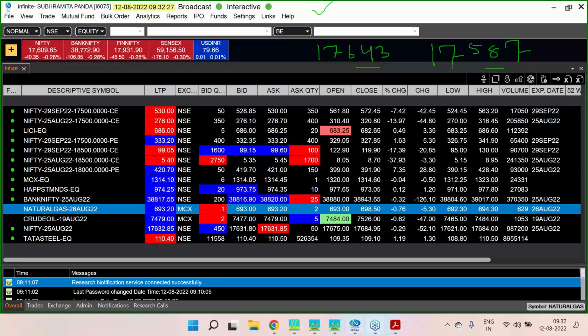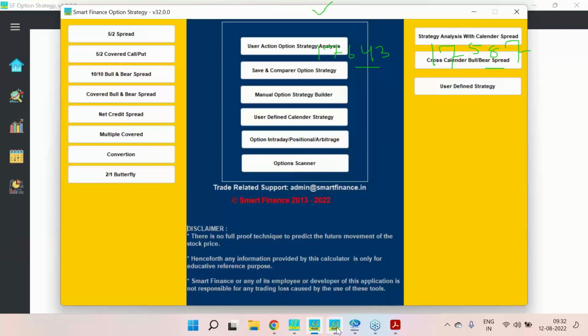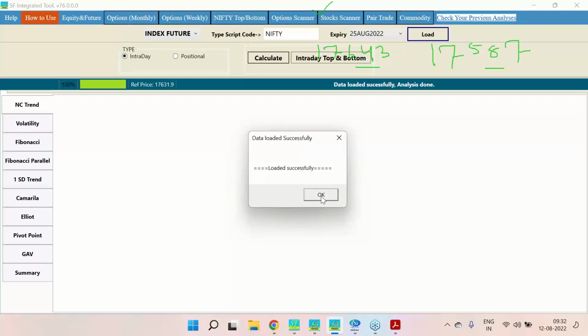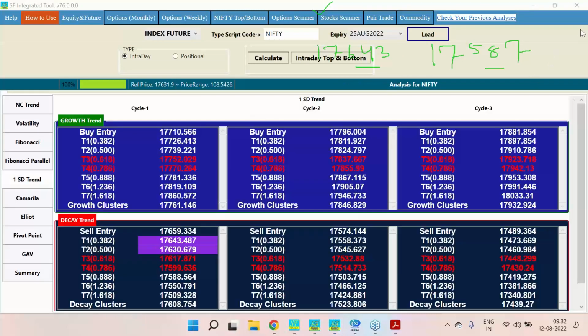Today at 9:30 I am moving to the Nifty analysis; I will be doing the Nifty future analysis here. I am not erasing these values, 17,643 and 17,587. These are the entry levels of the option trader. The option trader will buy the call option once the Nifty crosses 17,643, and will buy the put option once the Nifty spot falls below 17,587. This is what we have discussed.